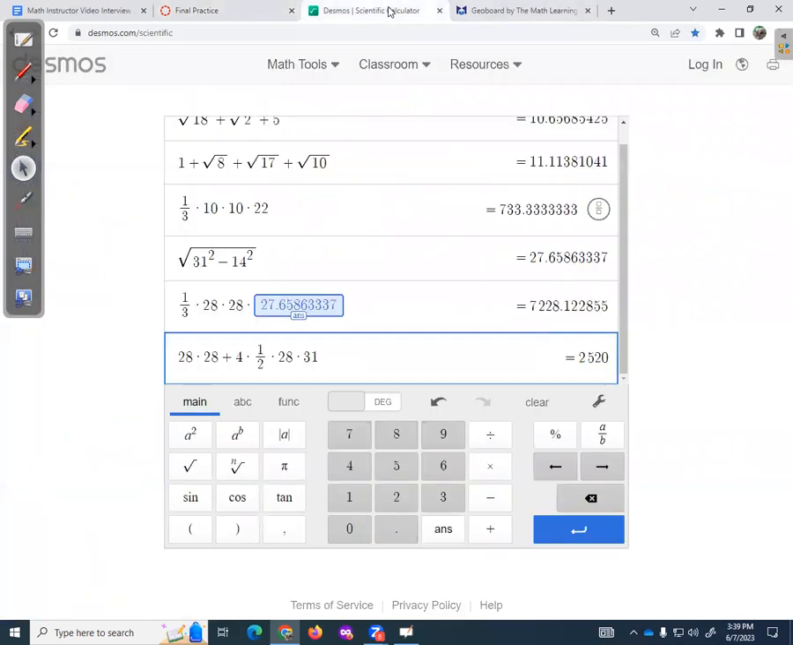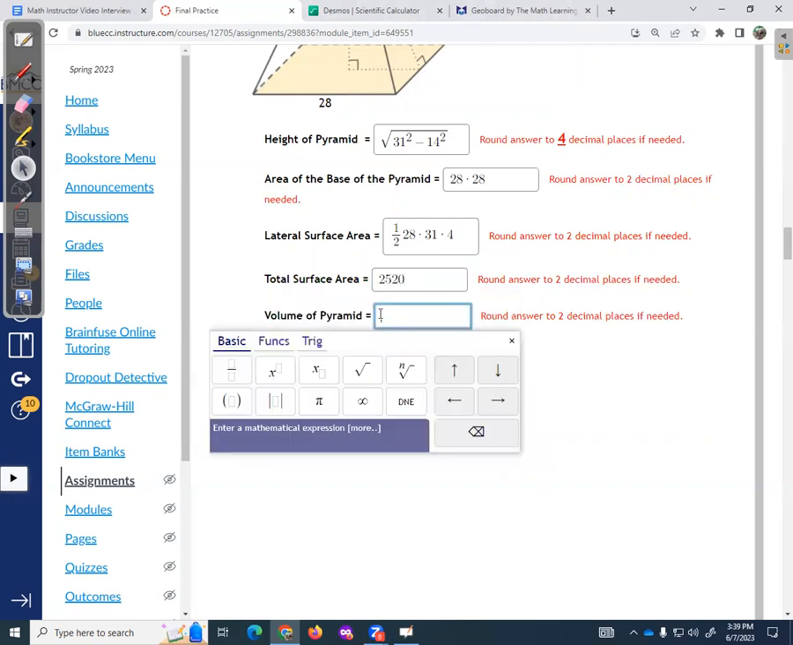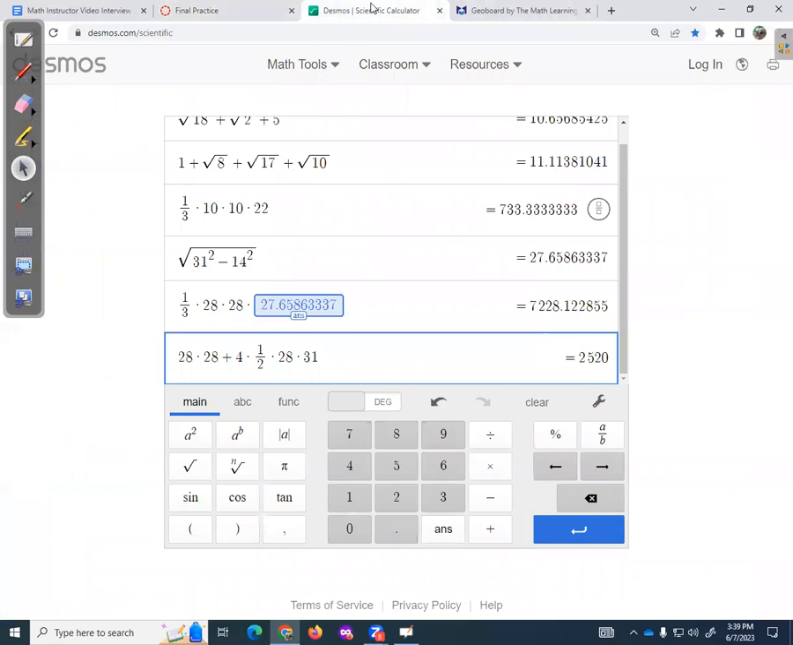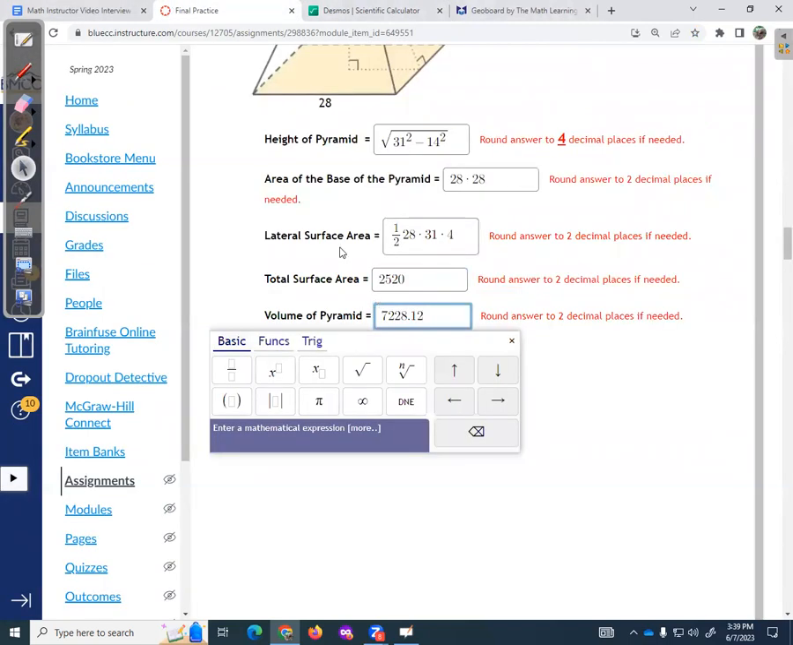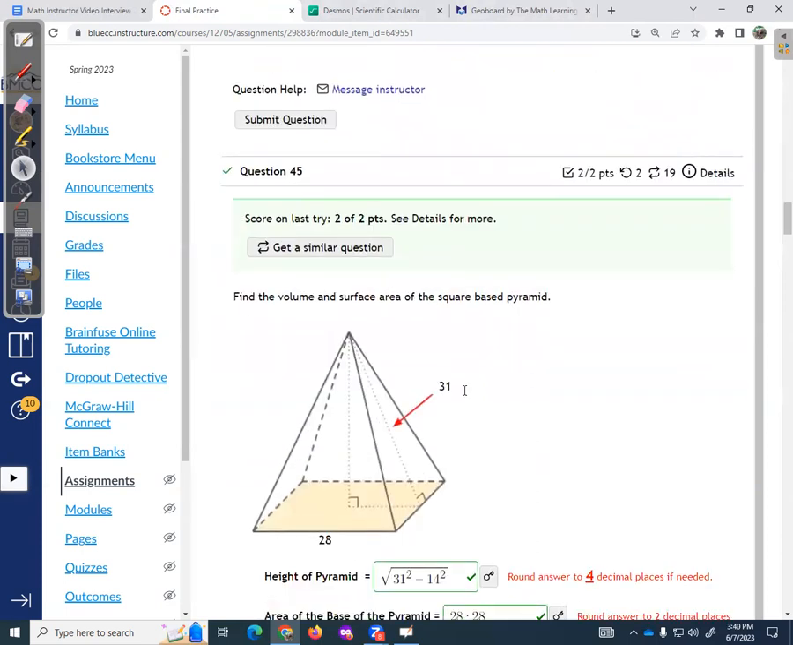Then 2,520. And 7,228.12. Yep. All right, let's see if the computer system agrees with me today. It's my lucky day.